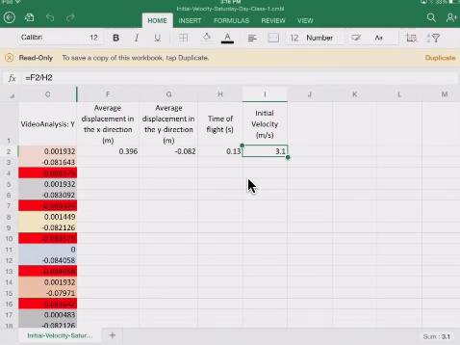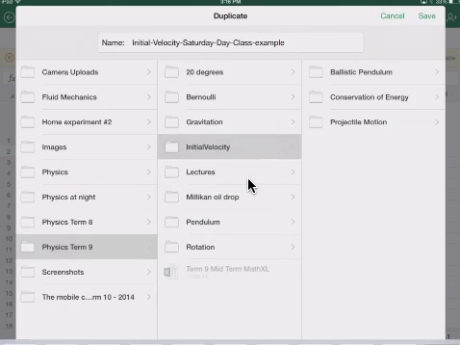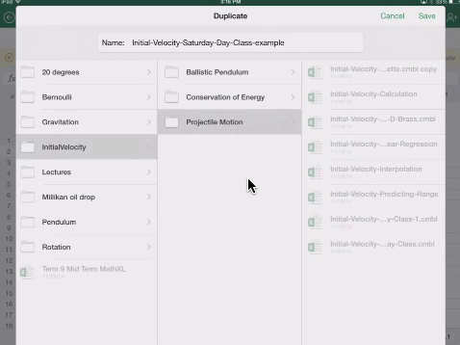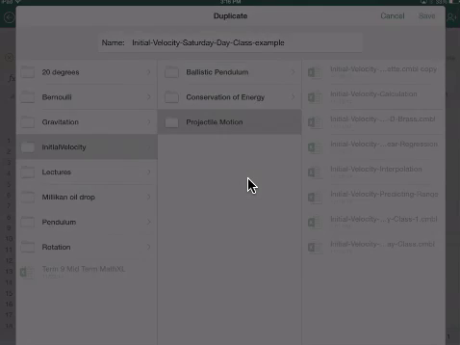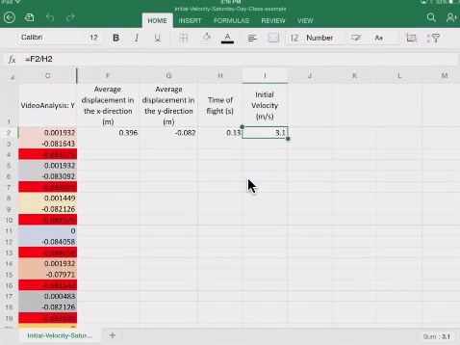So it's asking me to duplicate it. I'm just going to go ahead and duplicate it, and I'm going to say that this is for Saturday day class example, and that'll be fine. And I'll still put it in my initial velocity and projectile motion file. So it at least allows me to duplicate it, and we have our initial velocity here.